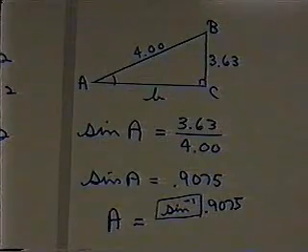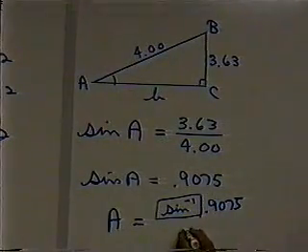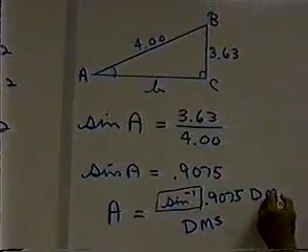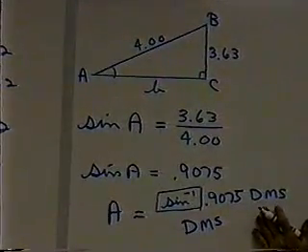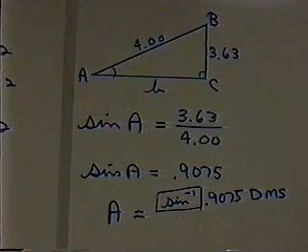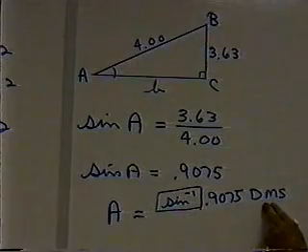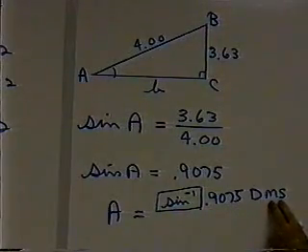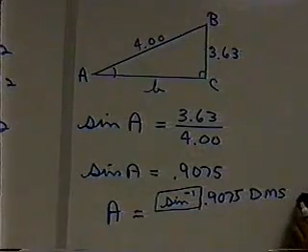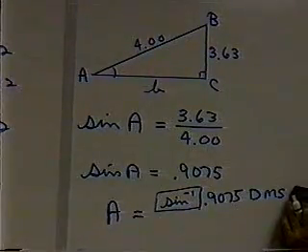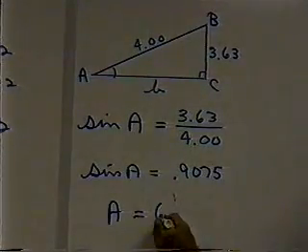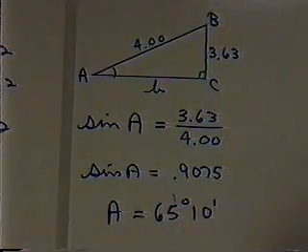If you'll notice the notes on the TI-85, if you put DMS behind your calculation, which you can find under math, then it will give the answer correct to minutes and seconds: degrees, minutes, seconds. So whichever way your teacher or the textbook wants is what you need to use. So anyway, this will then be 65 degrees 10 minutes.